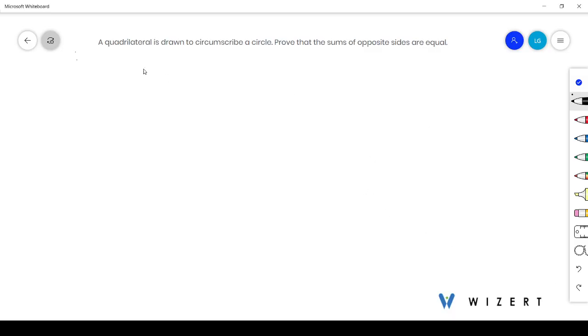Our question is, a quadrilateral is drawn to circumscribe a circle. Prove that the sums of opposite sides are equal. Let us draw one quadrilateral PQRS which circumscribes a circle.